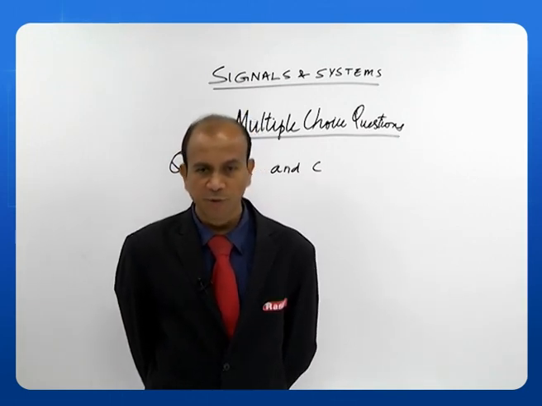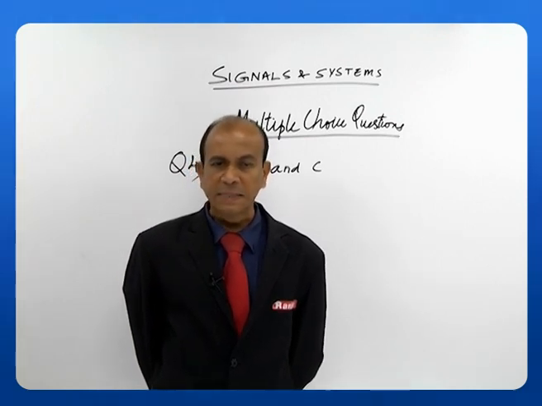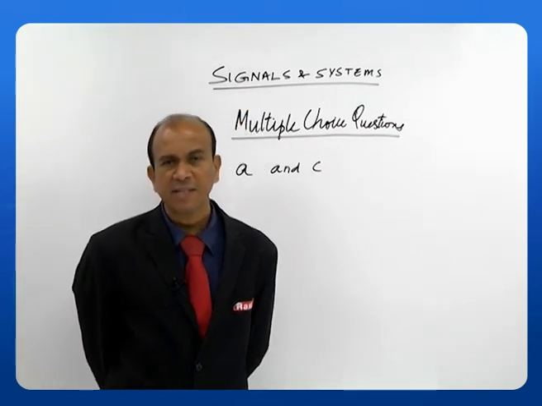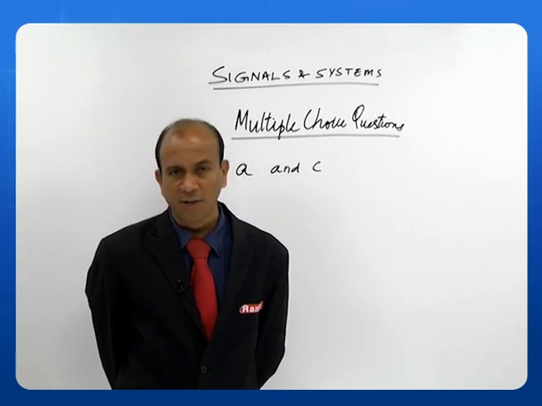Then A also would be true. B is of course given as a true statement. C is talking about the product of even and odd signals being even, whereas D is the correct statement of C, which says the product of even and odd signals is odd. So let us move on.